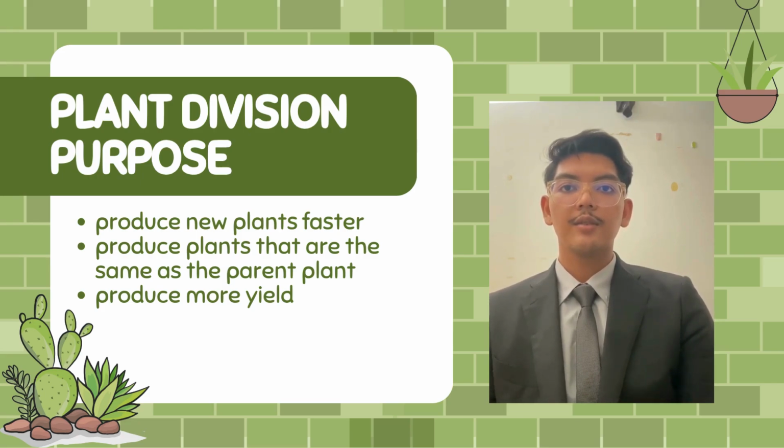Why do we want faster yield? Because we want to get rich quickly. Actually, we want to maximize profit and improve our work process compared to before.